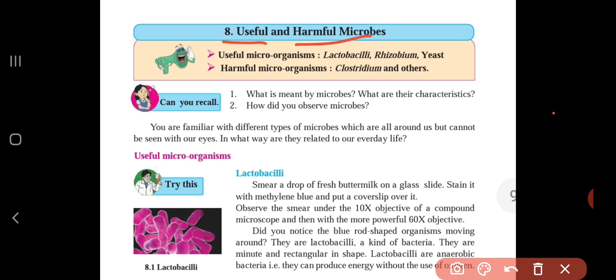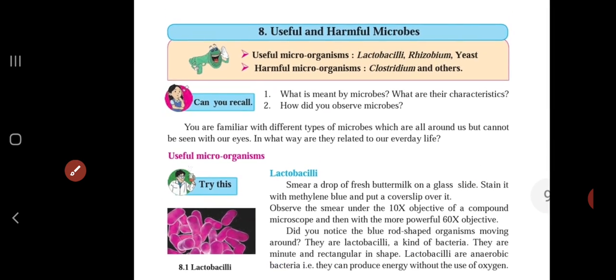So what do you know about useful microbes? Those microbes or microorganisms which are useful to us in many ways are called useful microbes. The very important one amongst them is lactobacilli bacteria. Here is the activity which is to be done in order to see those lactobacilli bacteria. We are going directly to lactobacilli, which are anaerobic bacteria. That is, they can produce energy without the use of oxygen. So these are lactobacilli bacteria.